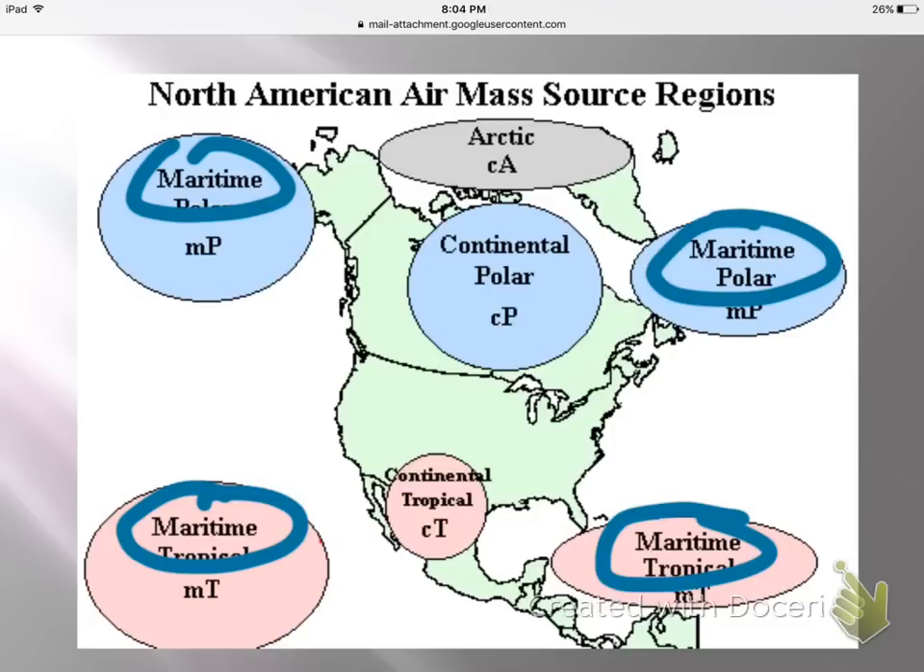They'll be moist. And then the other alternative here is our continental air masses, which you see forming over land. So these are our dry air masses.